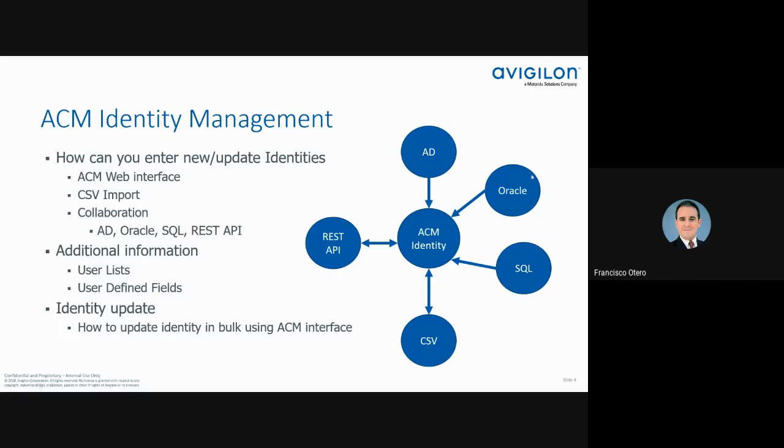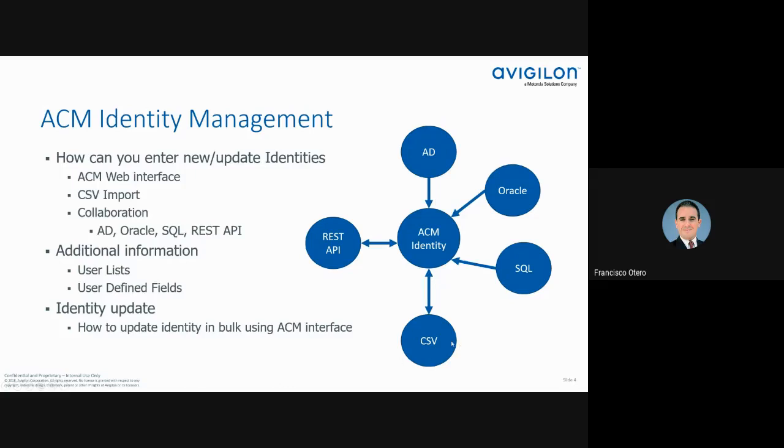Same would go for Oracle. That would be for Oracle and SQL, for an HR type of database, something where you're hosting information or have stored information for the employees. So then you would use those types of sources to connect to ACM. Notice that the arrow is just pointing into ACM, so that means those different sources will send information into ACM. ACM does not have the ability by design to update Active Directory, Oracle, or SQL databases. Okay.